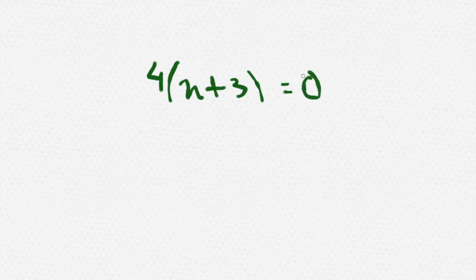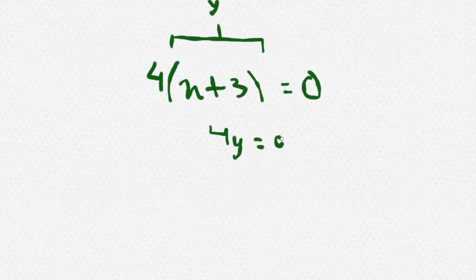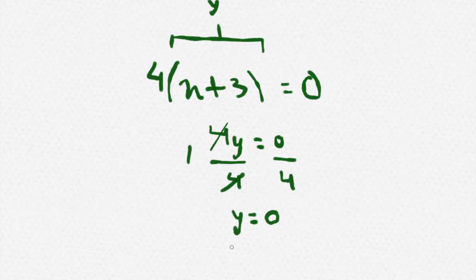Now, I'll explain why this hack works. 4 into x plus 3 is equal to 0. Here, we can write the value inside of the brackets as the letter y. So, 4y, which is 4 times y, will be equal to 0. Divide both sides by 4, which will give you y is equal to 0. Therefore, we can say that x plus 3, which is equal to our y, will be equal to 0.